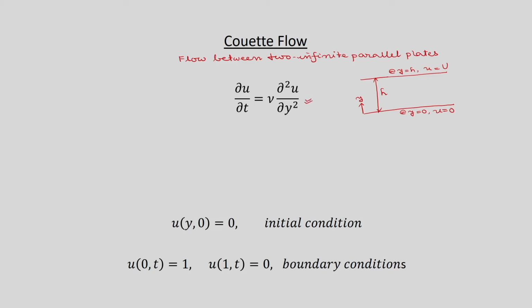So, if you write the Navier-Stokes equation and with proper assumptions, you can write this equation del u by del t is equal to nu del 2 u by del y square, where nu is your kinematic viscosity. Okay. I hope that you have solved this equation analytically in your fluid mechanics course.